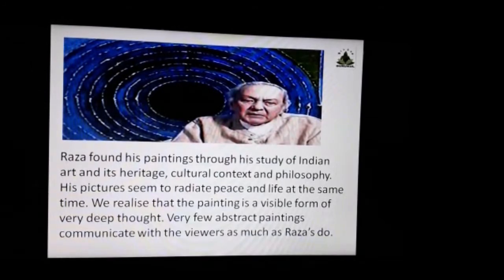We realize that the painting is a visible form of very deep thought. Now this is what we mean by the abstract type of painting he used to have. Abstract means something which is not visible or which is not in the physical form, right? So once we go through the pictures now, if we have a look at his paintings, we realize that the painting is a visible form of very, very deep thought. In other words, before creating any design using geometrical shapes, he would have very deep thinking about them.